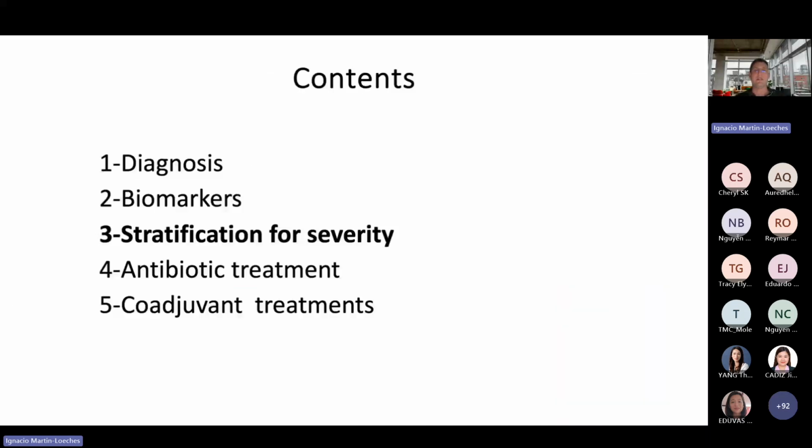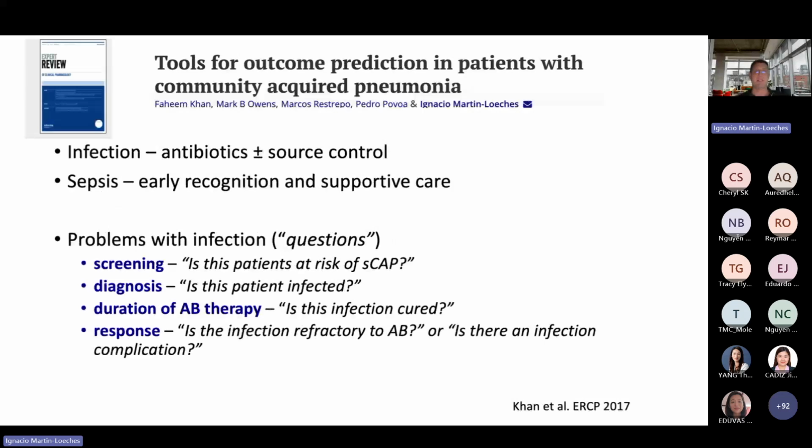When we are talking about a stratification of severity, we need to ask ourselves several questions. Is this patient at risk for a severe presentation? Is this patient infected? Is this patient being cured? Or is having a refractory infection despite antibiotics?